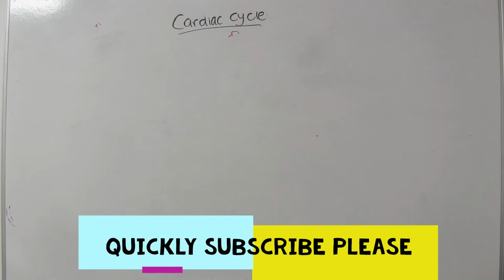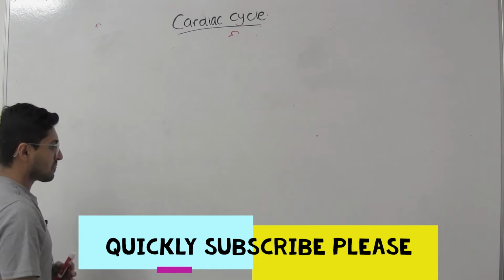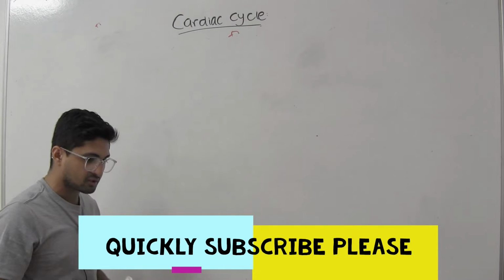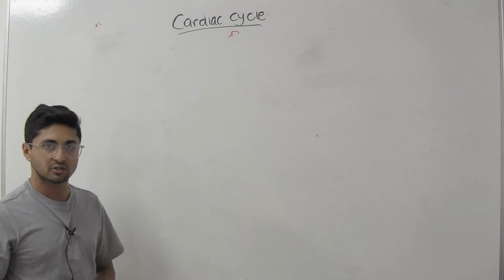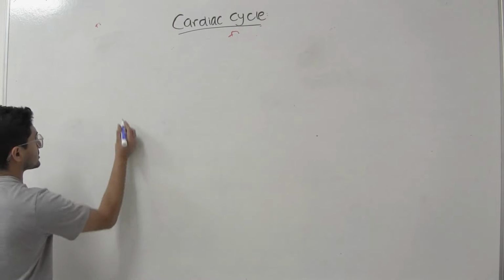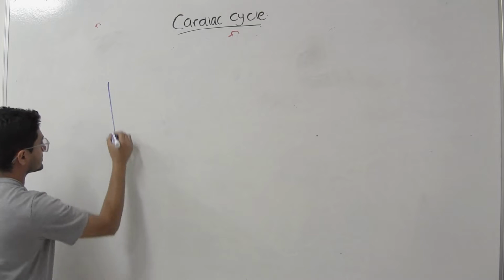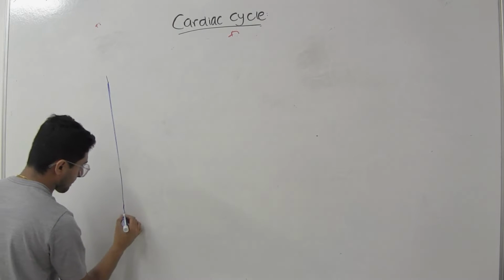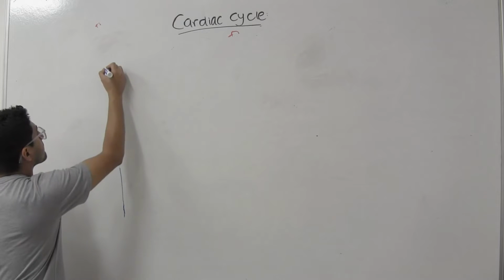Students try to copy the Wiggers diagrams, but if you have a great understanding of how the cardiovascular system works, you'll be able to draw that graph really easily. Okay, let's talk about this. We're talking about the pressures and volume, and then obviously the time.